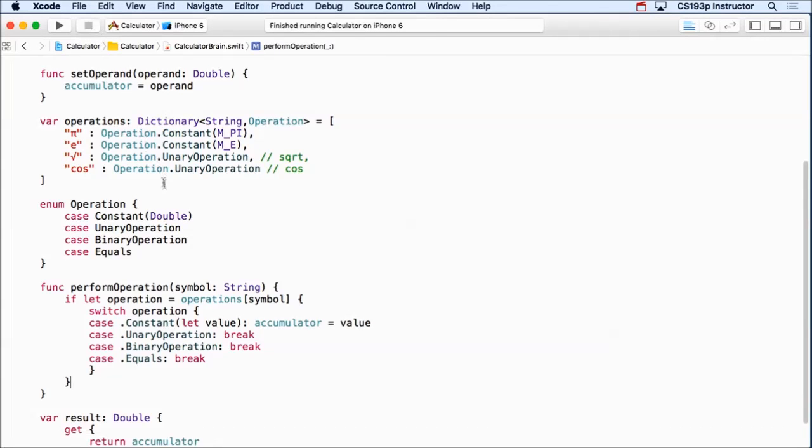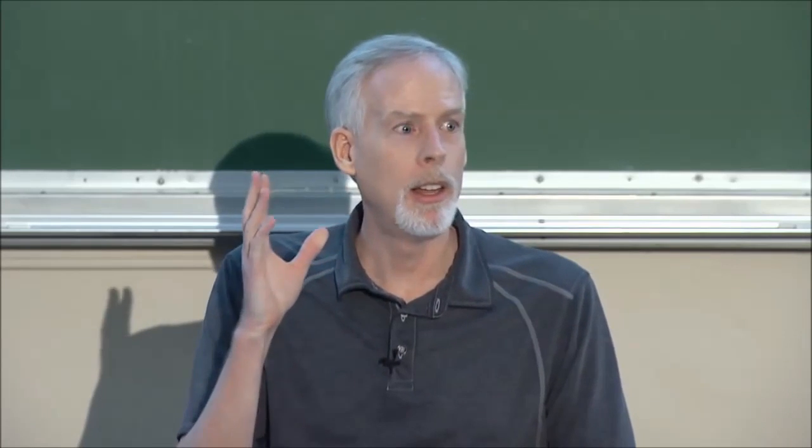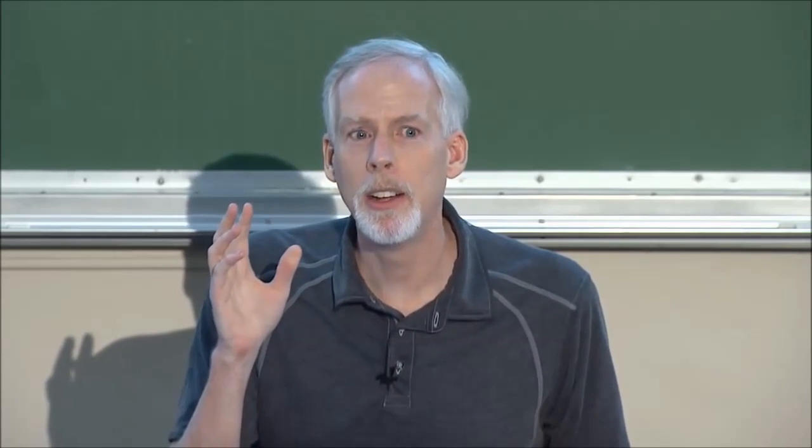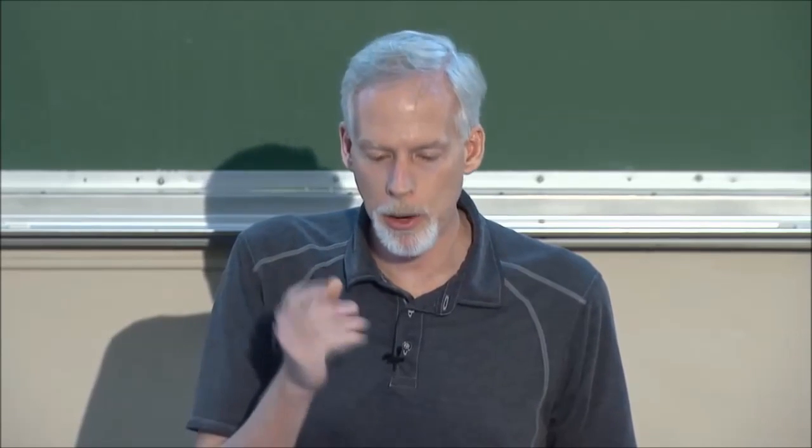All right, so let's do square root. Okay? So square root, what would be the associated value of a unary operation? Don't be shy. What? A function, yes. It's a function. Okay? So how do we make a function be associated value here?